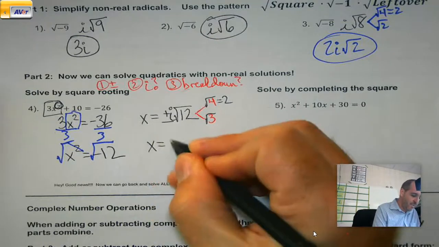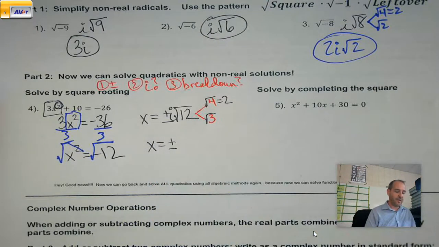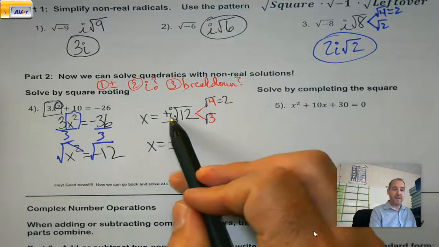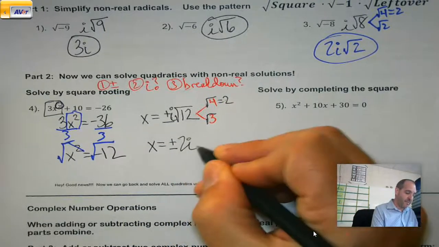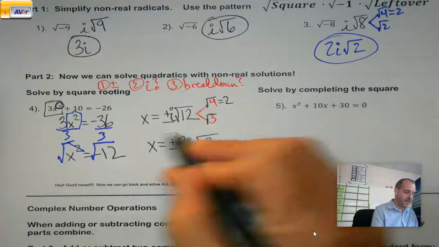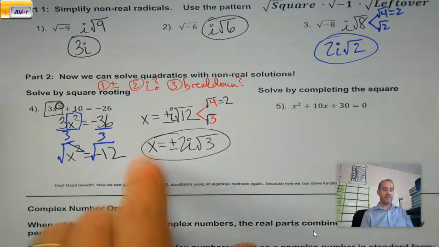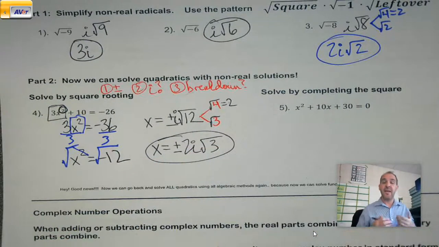Love that joke. So what does that make my answer look like? i is not in radical jail. 2 is not in radical jail. They can hang out. 3 still has to stay inside. Two answers, two imaginary answers. If I had used my discriminant here, I would have gotten a negative number.